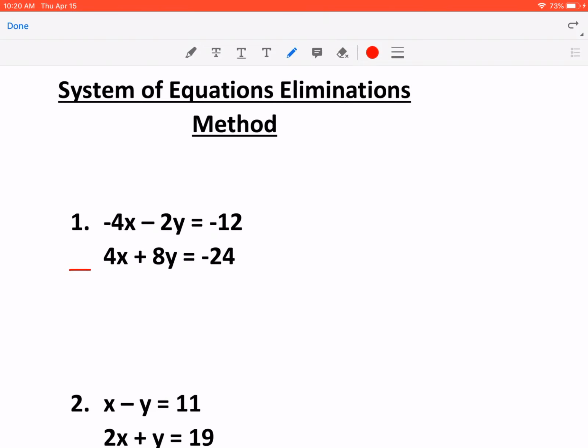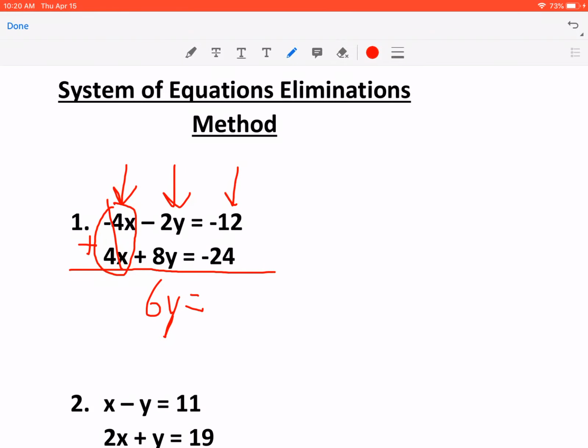So for elimination, all you need to do is draw a line, and I always put a plus sign here, and just add straight down. Everything should be lined up. X's go with x's, y's go with y's, equal sign goes with equal sign, and the number by itself goes with the number by itself. So if I combine these here, they just eliminated or canceled. I don't need to write anything. What's a negative 2y and a plus 8y? That should be a positive 6y.